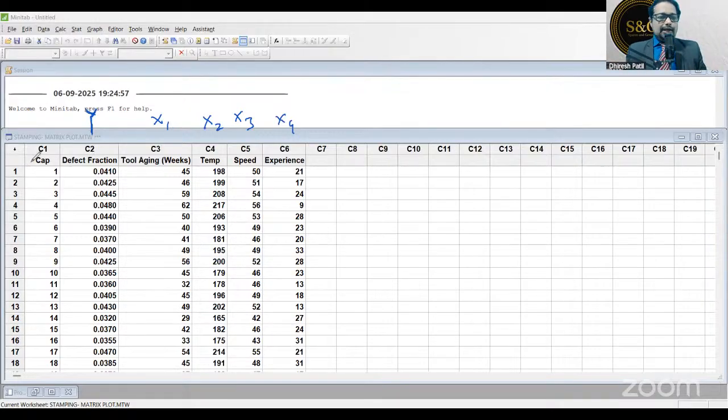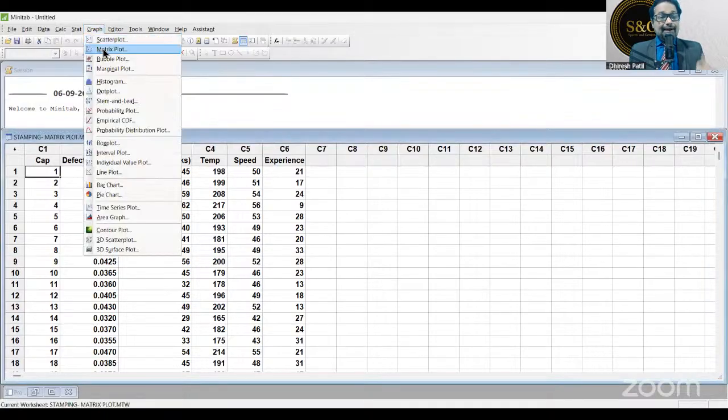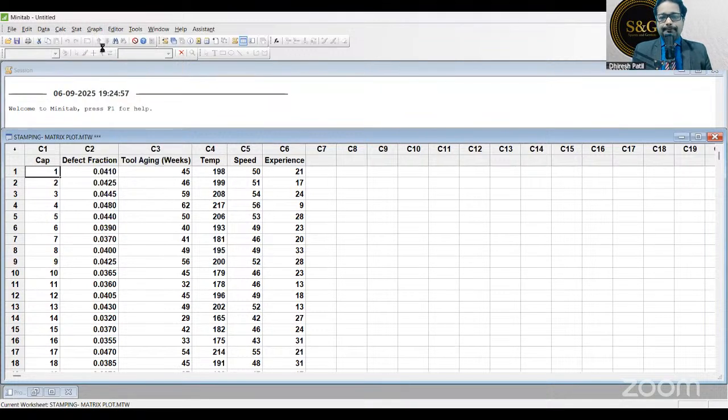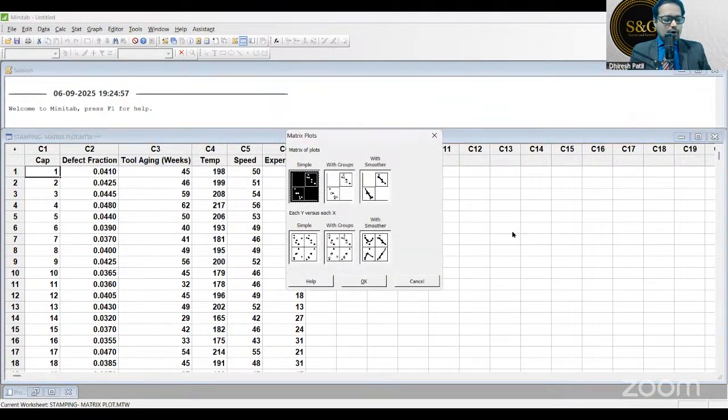So here what we can do is, we can do a matrix plot. What is a matrix plot? Go to Graph, and below the scatter plot, there is something called matrix plot. Okay, can you just open that? Open the matrix plot. In Graph, the second option is matrix plot. And leave it on Simple, just click on OK.